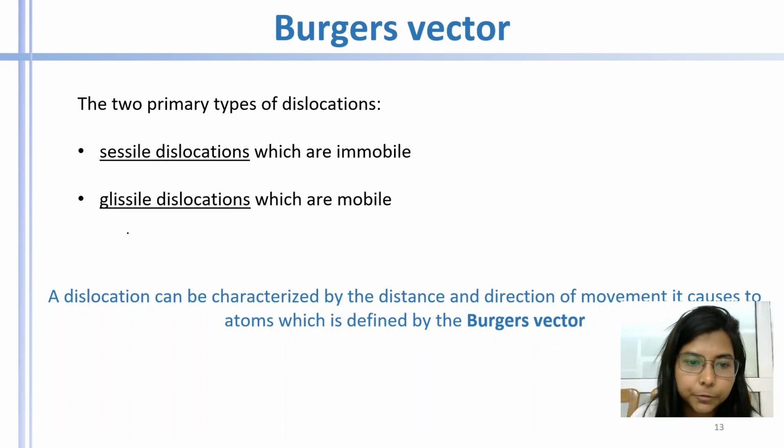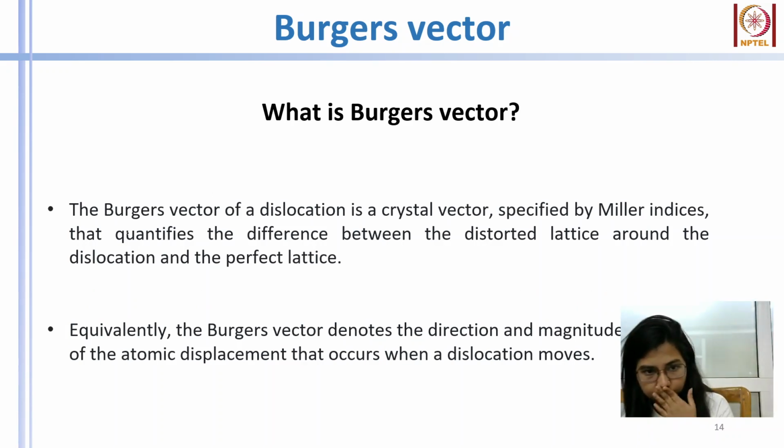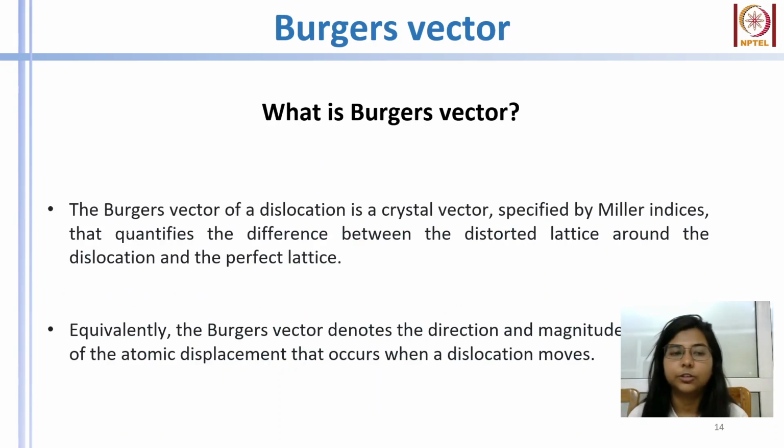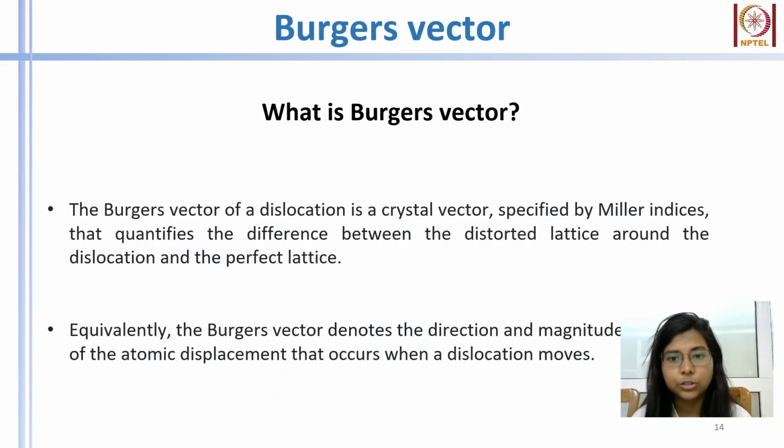Okay. So we were at the Burgers vectors, right? So what is a Burgers vector? The Burgers vector of a dislocation is basically a crystal vector, again specified by Miller indices, which quantifies the difference between the distorted lattice around the dislocation and the perfect lattice.